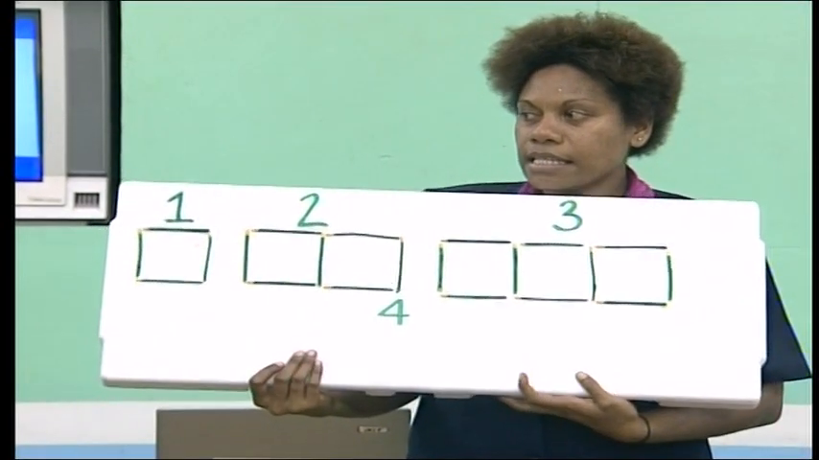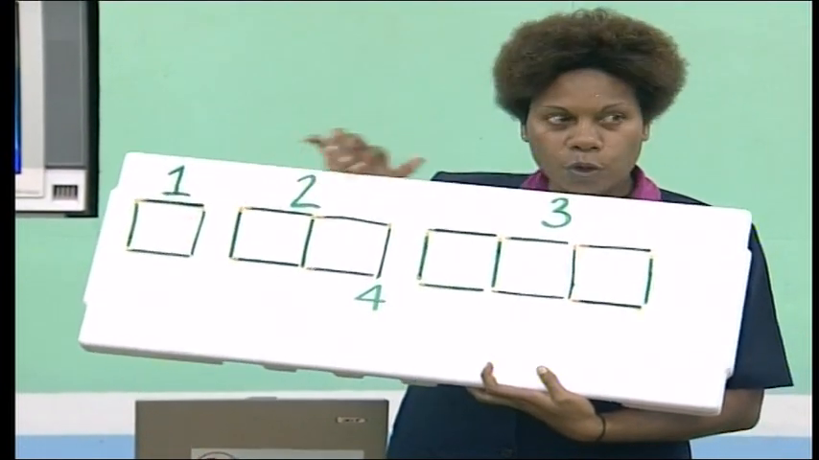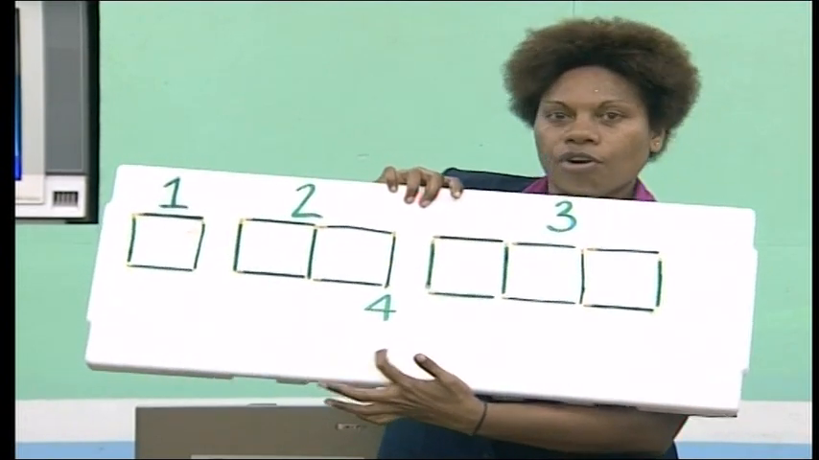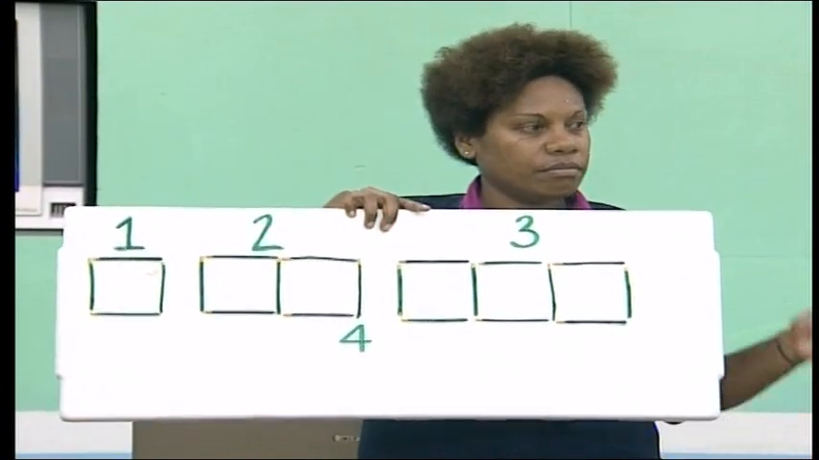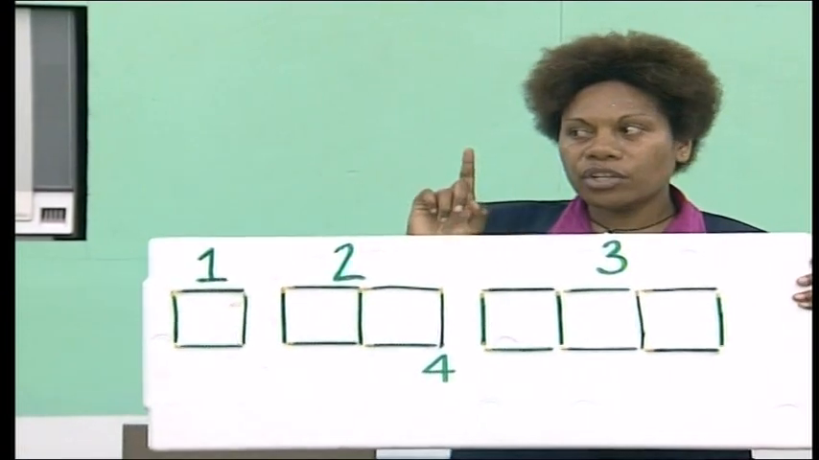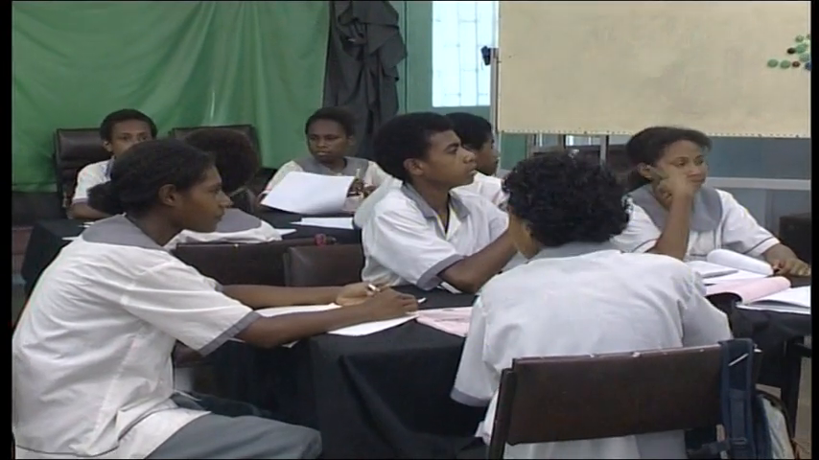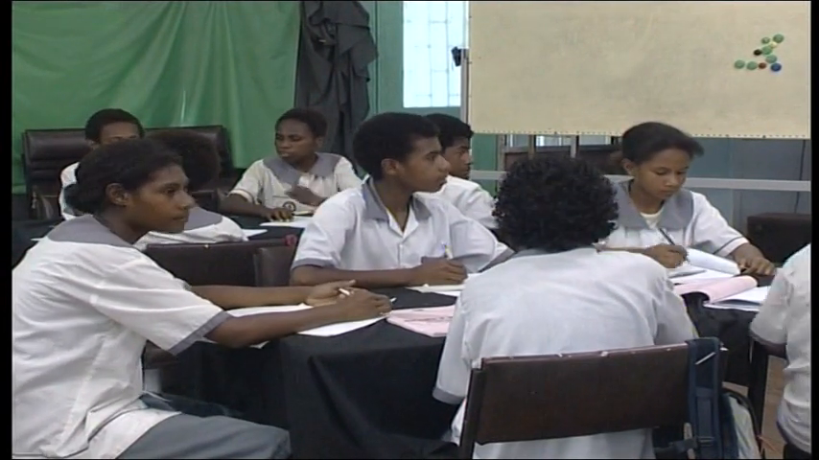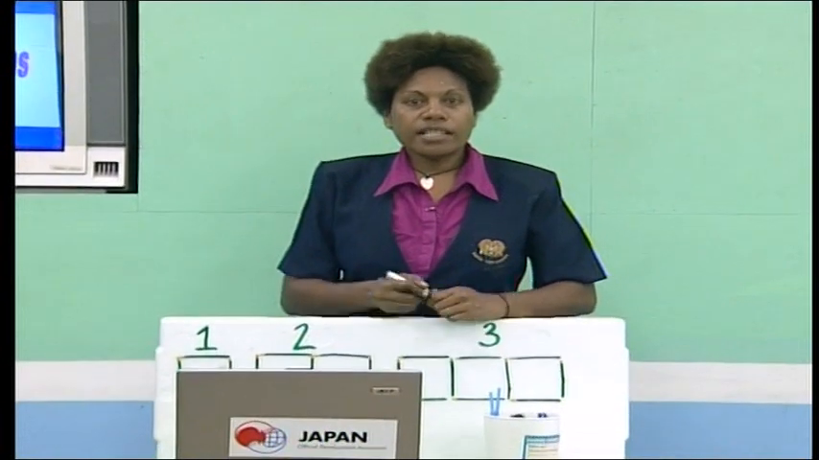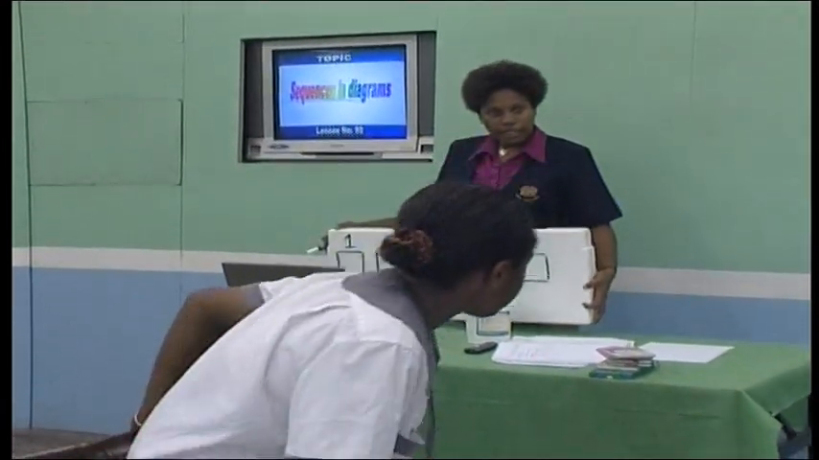Okay, so how many sticks will the next pattern have? Here, pattern 1, pattern 2, pattern 3, okay, pattern 4. Receiving students, how many sticks will the next pattern have? Now you already know the rule for this pattern here. Okay, Ruthie? Receiving students, tell your teacher, what will the next pattern have? 13. Ruthie says 13.